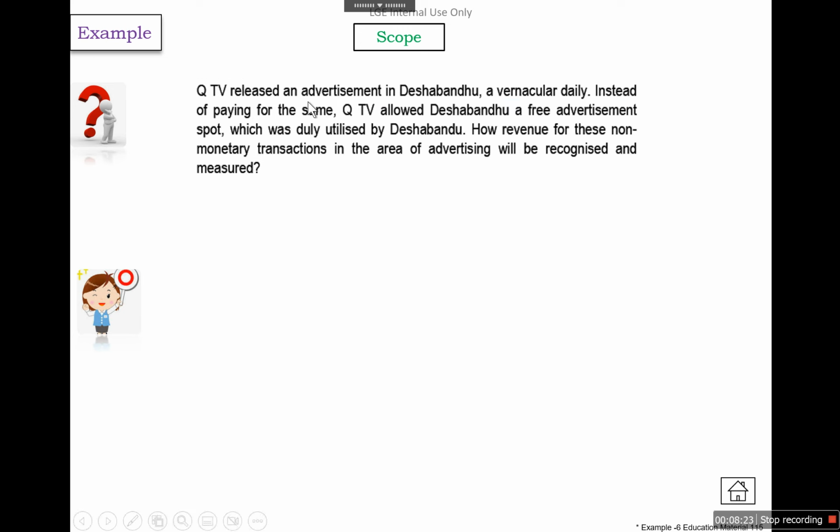Next, QTV releases an advertisement in Deshbandhu, a daily newspaper. Instead of paying for the same, QTV allows Deshbandhu a free advertisement spot, which was duly utilized by Deshbandhu. How will revenue for this non-monetary transaction in the area of advertisement be recognized and measured? The exclusion in case of non-monetary transactions is if it is within the same industry and to facilitate the customers.